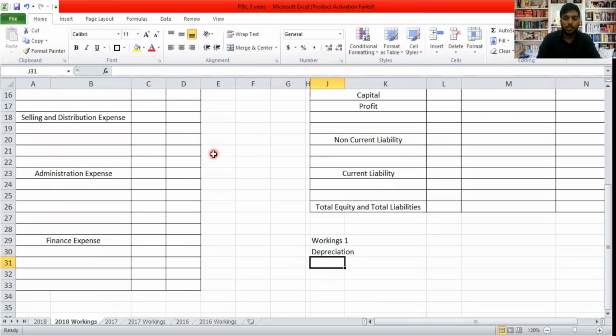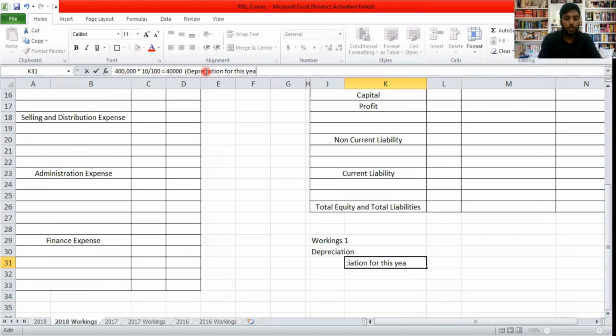So what was my depreciation? Actual depreciation: my cost was 400,000 of distribution vehicle, times 10%, 10 over 100, will give me 40,000. So this is the depreciation. Where does this 40,000 go? This will go to more depreciation, you can write for this year.